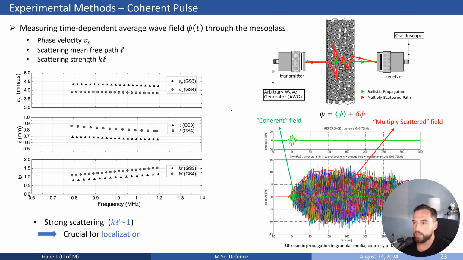And so the initial experiment that was done inside of the water tank was to measure the coherent pulse. We measured the phase velocity and the scattering mean free path, which then allows us to characterize the scattering power of the sample, kl. And so here for the two samples, we get a kl of around the order of 1.